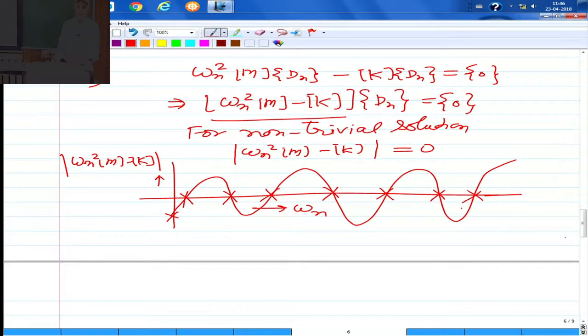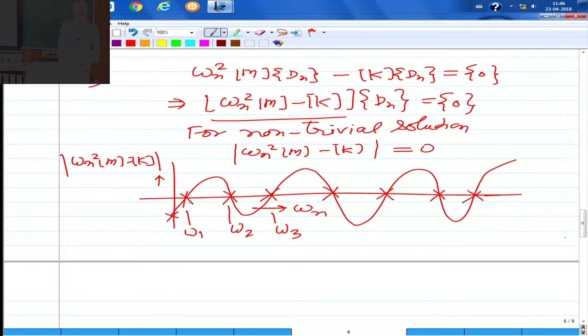These are the points where the determinant is actually 0. So that means you can say this is your first natural frequency, omega 1, this is corresponding to omega 2, this is corresponding to omega 3, omega 4 and so on.